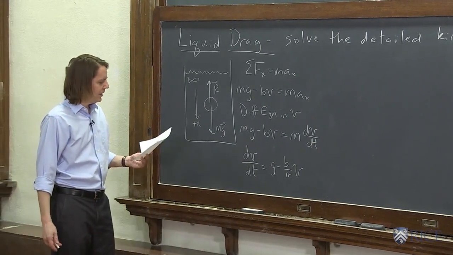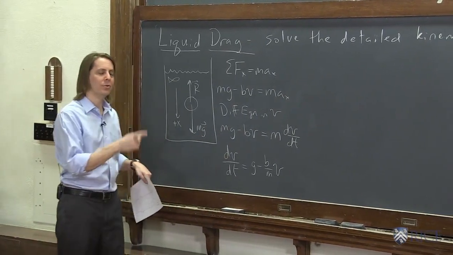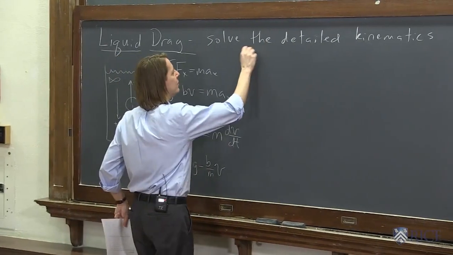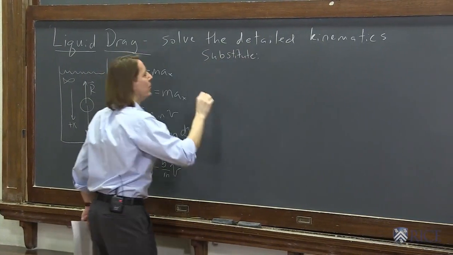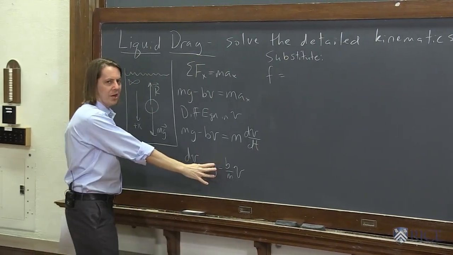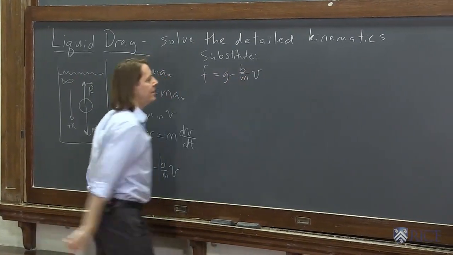So what we've got to do is rearrange it a certain way, but before we do that, we actually have to do a substitution. Our rearranging won't work unless we substitute first. So let's substitute a new function in, and we'll just call the new function f. Basically, you want to make f equal to this side. f equals g minus b over m v.